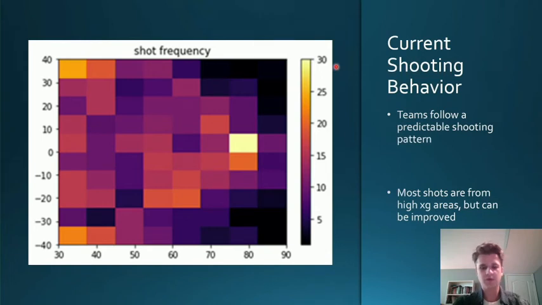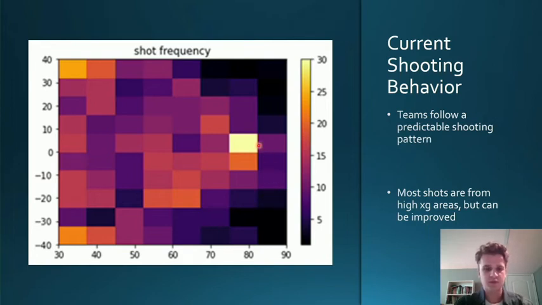So if we want to be able to improve a team's offense, first we have to know how they currently behave. Seen on the left is a chart of shot frequency based on location. And it's also what you'd expect. You see most teams shooting from the middle, in the slot, and as you get to the outside, you see less and less shots. You can also see where the corners are, as they don't shoot from these areas that are blacked out.